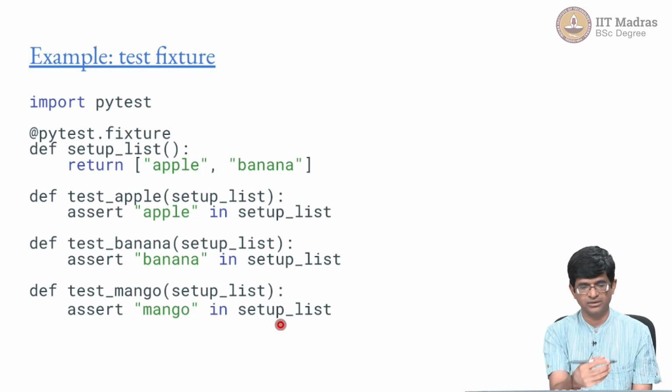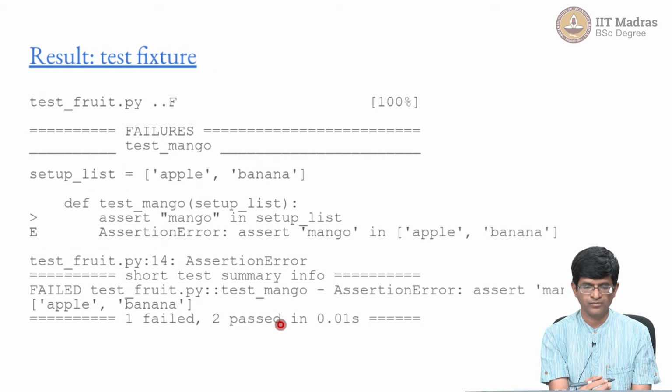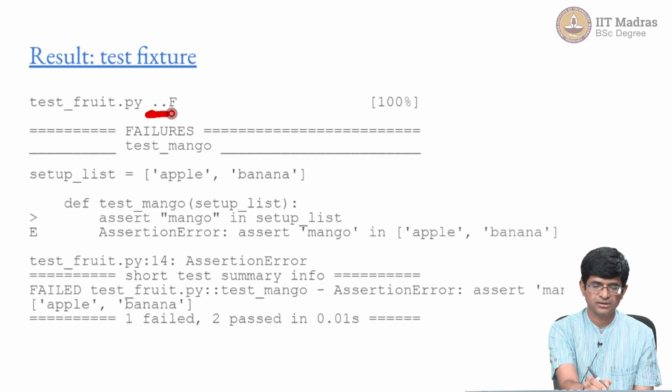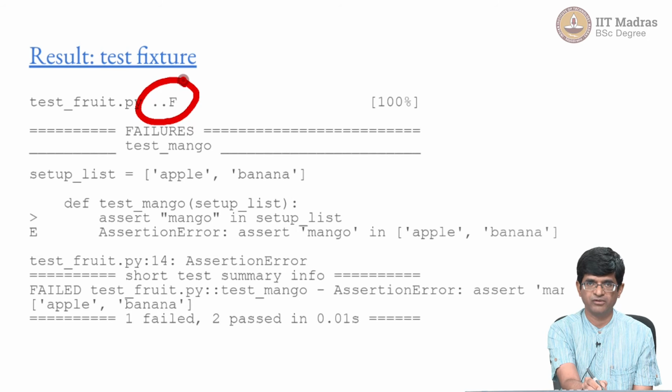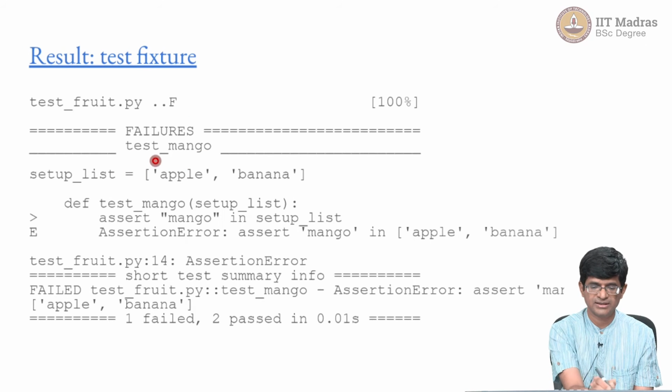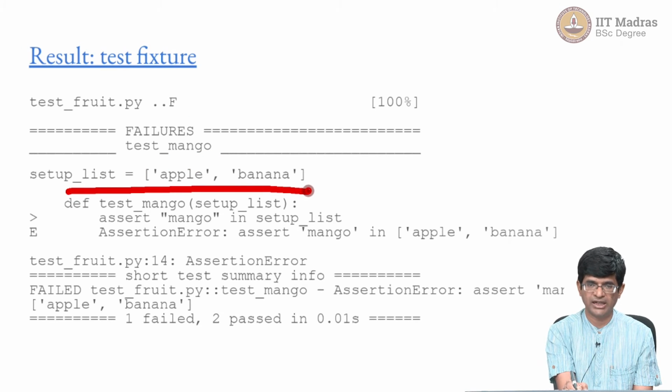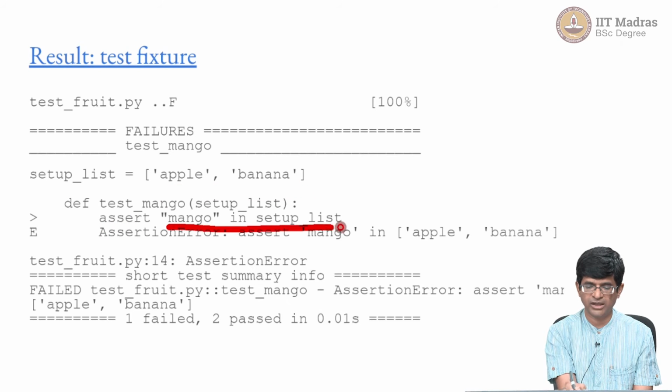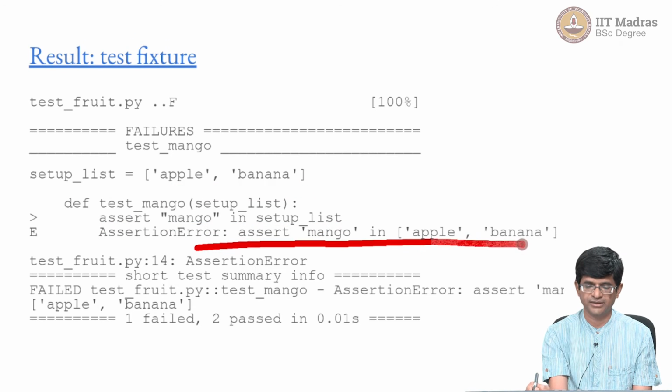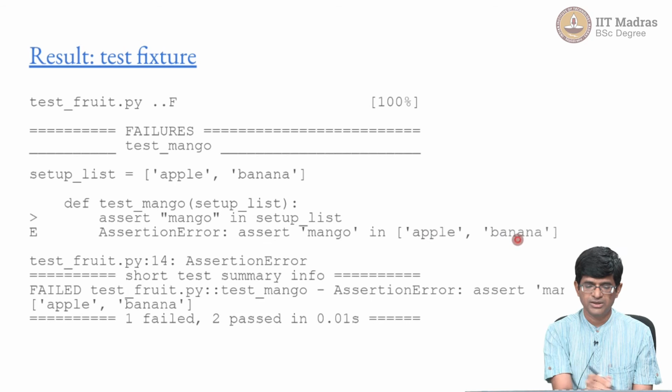What happens when I run this entire thing using pytest? What I'll find is that it gave me back this output, dot dot f. So what does this dot dot f as the result of test_fruit.py indicate? It means that the first 2 tests passed but the third one failed, and it gives me more details. test_mango failed, setup_list in this case is equal to apple, banana, and assert mango in setup_list failed with an assertion error. So it failed this test.